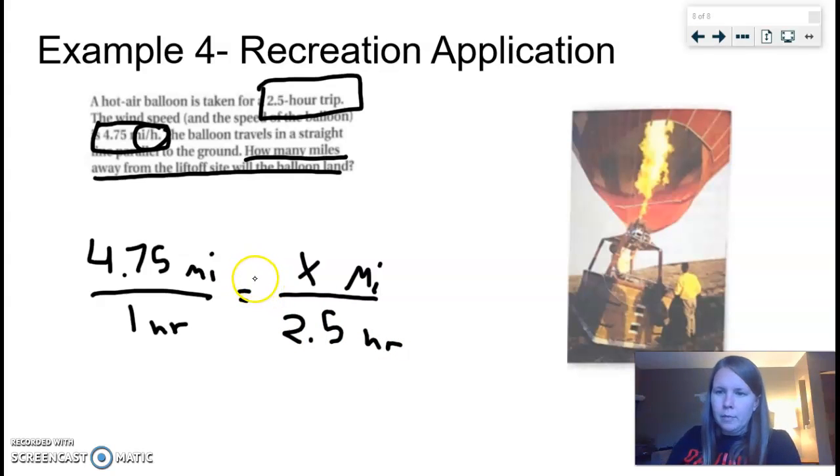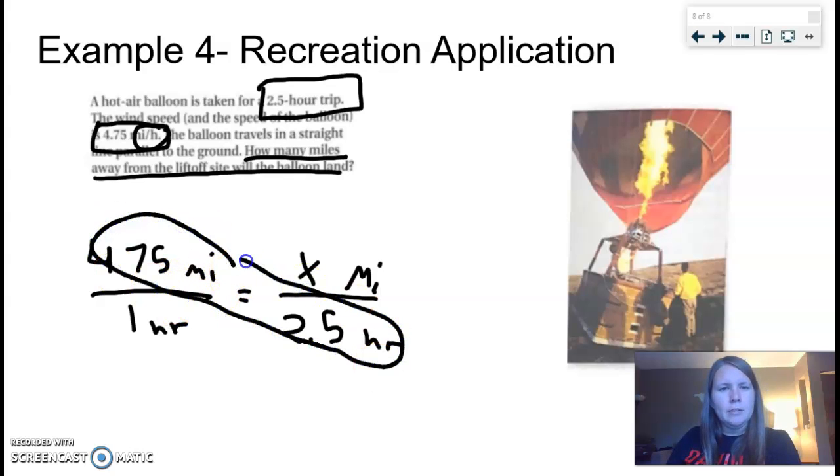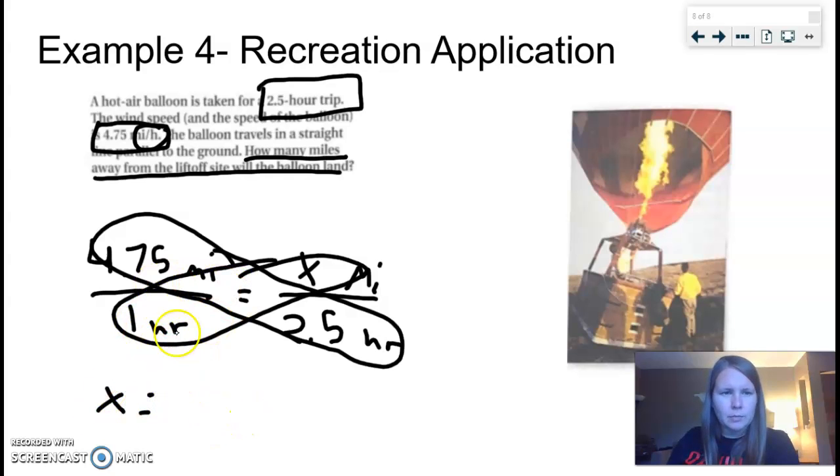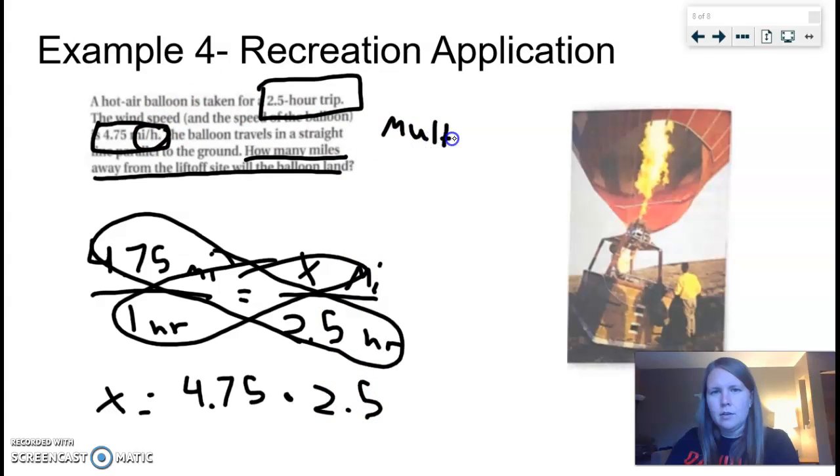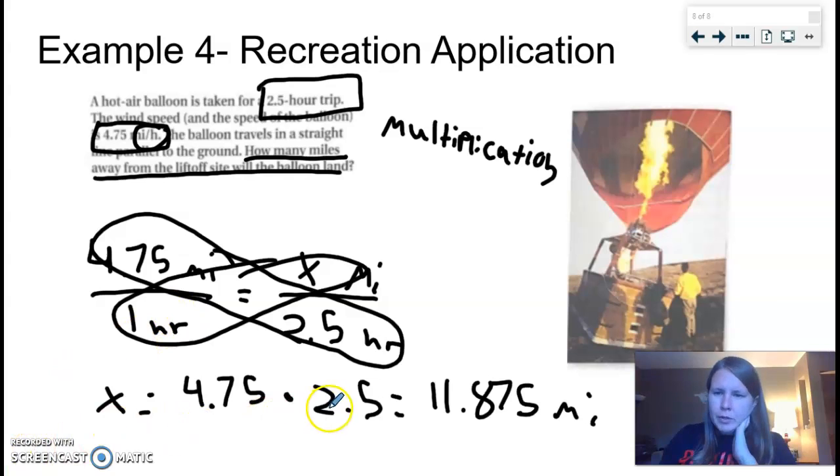If you use your proportion rules to find your x, you do what is called cross multiplication, or cross products, or the butterfly method, whatever you like to call it. You take the opposite parts and multiply them. So in this case I'd have x equals, because 1 times x is x, 4.75 times 2.5. So really my operation in this one is multiplication. Multiply the two together, and you get an answer of 11.875 miles. All right, and that is your solution.